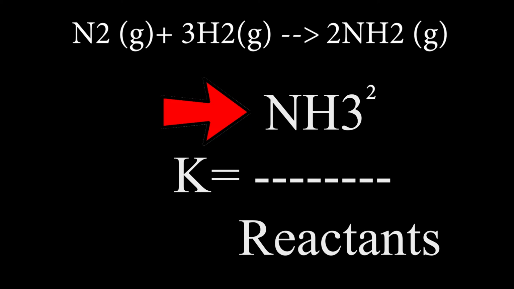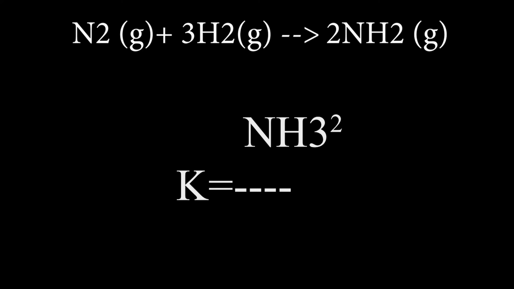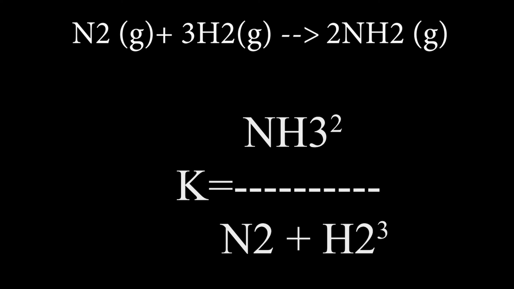Now that we talked about the product, let's talk about the reactants. You write it under the product because it's a reactant. So now it's going to be K equals NH3 squared over N2 times H2 cubed. Because the coefficient is 3 in 3H2, the element is cubed. That's it. That's how you set up equilibrium expressions.